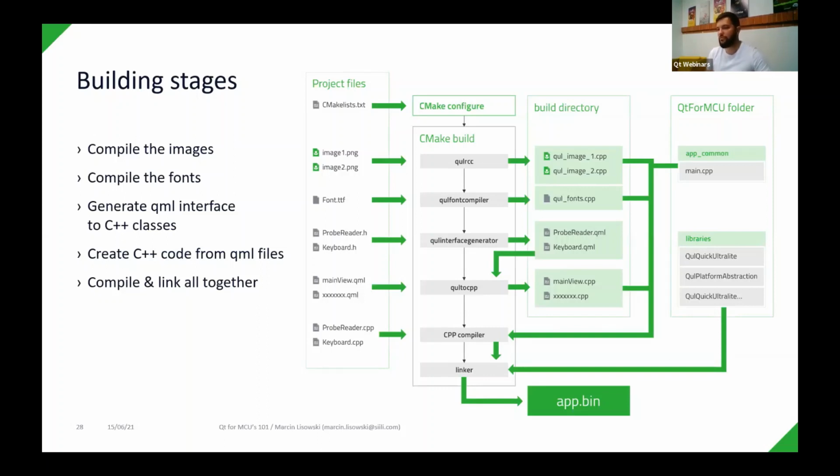Possibly this could be, of course, the C compiler as well, and it will take all of the artifacts that are created during the compilation process, compile them all together, and then link them together with the libraries delivered with Qt for MCUs. For sure, those will be at least QL Quick Ultralight and QL Platform Abstraction, and those two are the absolute minimum to run the Qt for MCUs application. But possibly you can use all other libraries, for example, controls, PNG decoding, and so on. And after the linking process, we have our binary ready.